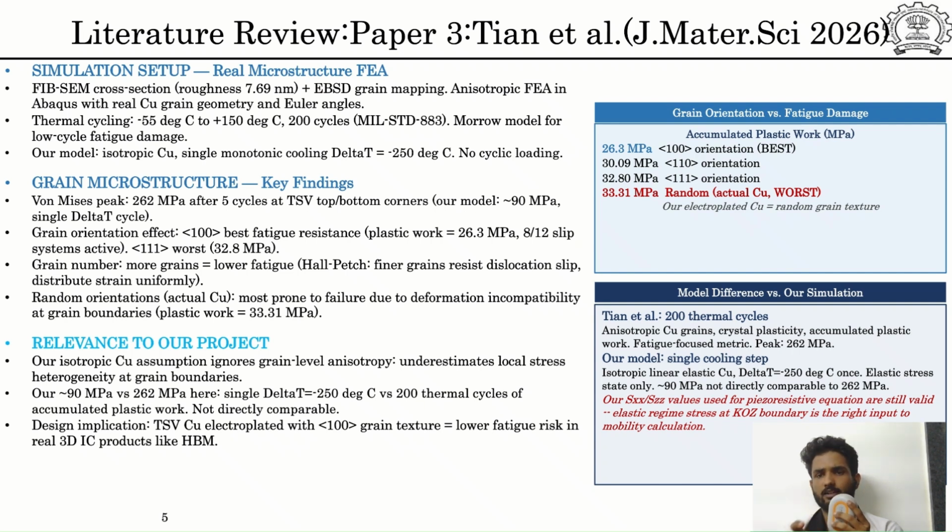Now coming to the key finding of this paper, the maximum stress is about 262 megapascal at the TSV corners. From the box on the right side, here, we can see that grain orientation strongly affects fatigue damage. The less than 100 orientation gives the lowest plastic work, around 26 megapascal, while random grain orientation gives high damage, around 33 megapascal. Also, regarding grain size effect, more grains means finer grains, which reduces fatigue because grain boundaries restrict dislocation movement.